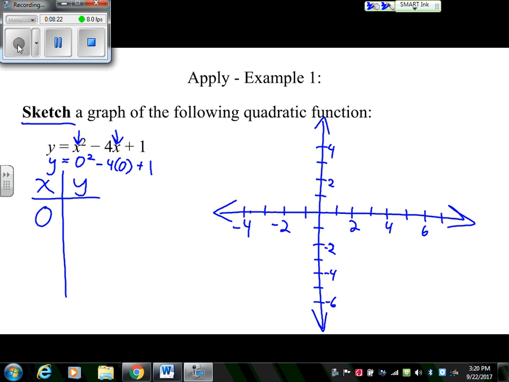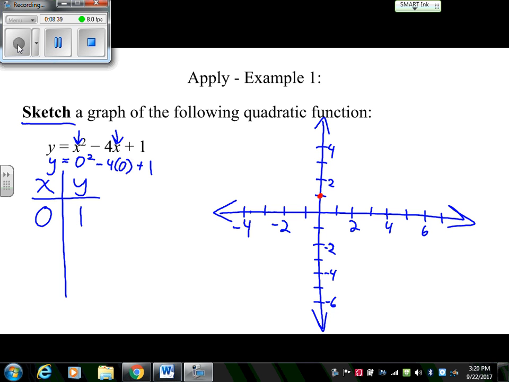0 squared is 0, minus 4 times 0 is 0, plus 1 gives me a 1 out. So I know one of the points on my graph. It is (0, 1). So I move left and right 0 from the origin, and I go up 1 point right here. And that's going to be a point on my graph. And I can continue on doing this.